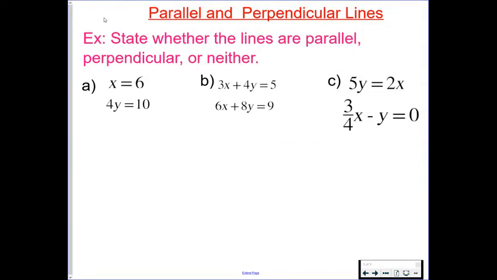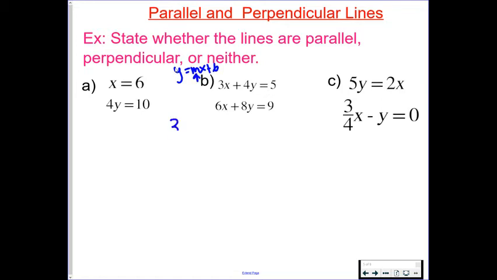Let's go ahead and try B. 3x plus 4y equals 5 and 6x plus 8y equals 9. In order to determine if they're parallel or perpendicular, we need to find their slopes. Well, I can't tell the slope just by looking at the equations. I've got to solve for y. That way we get it in that y equals mx plus b form, because then you can see the slope real easily.